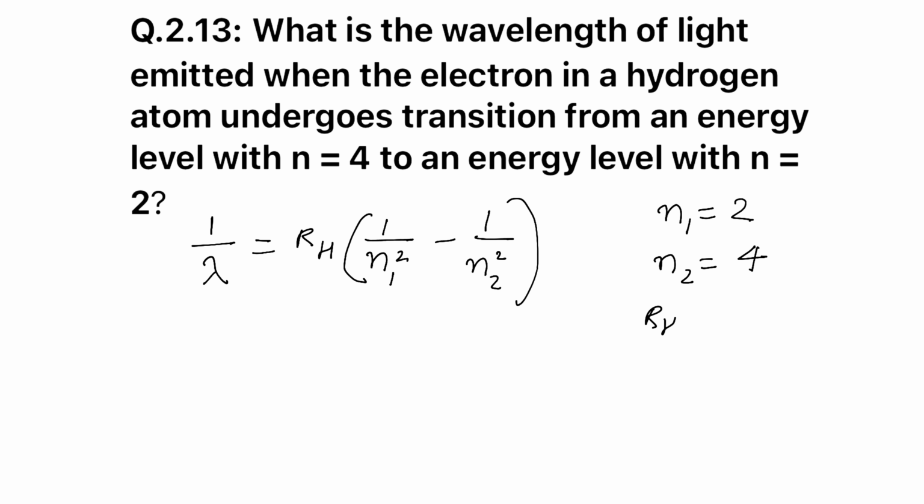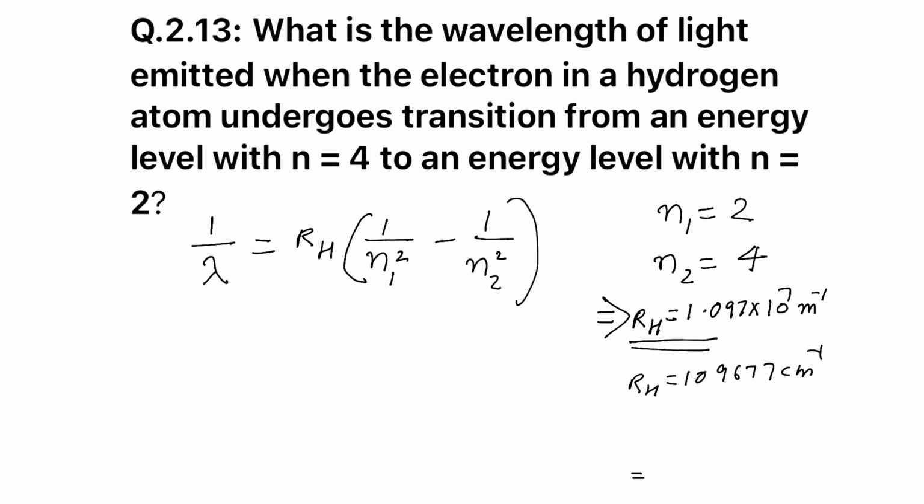And what is the Rydberg value? It is 1.097 into 10 raised to 7, in meter inverse. If you are using RH as 1.097 into 10 raised to 7 meter inverse, your lambda will be in meters. Or if you use the centimeter inverse value, you will get lambda in centimeters. You can use either of them. Here anyhow I am using SI units.